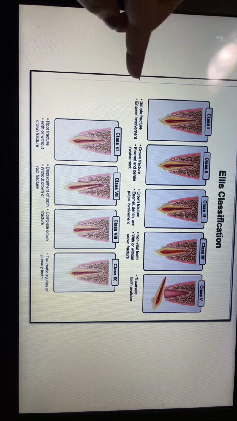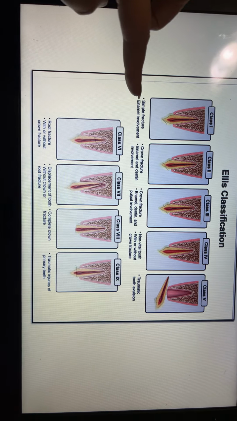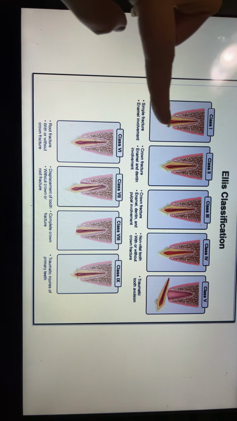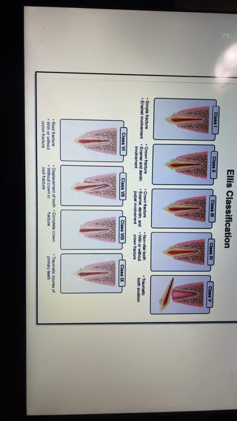So we will start from the outer layer of the tooth, that is enamel. The first one will be simple fracture, in which only enamel will be involved, and second will be enamel and dentin, and class 3 will be enamel, dentin and pulp involvement.